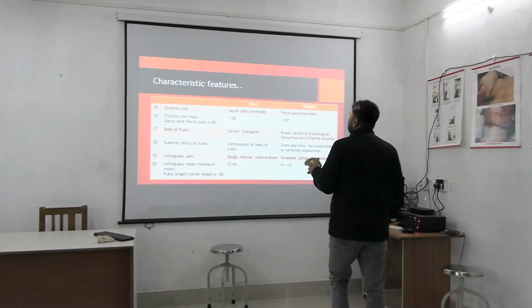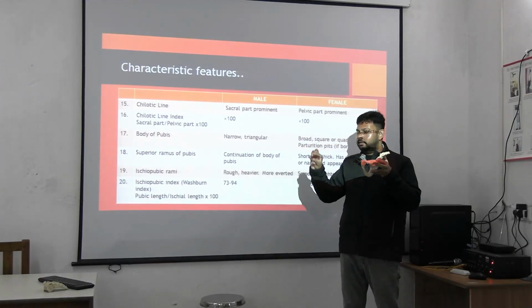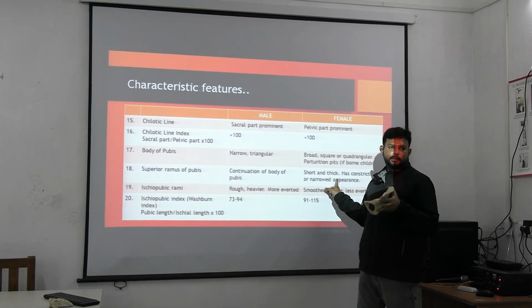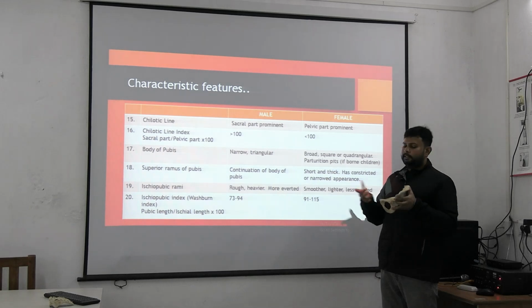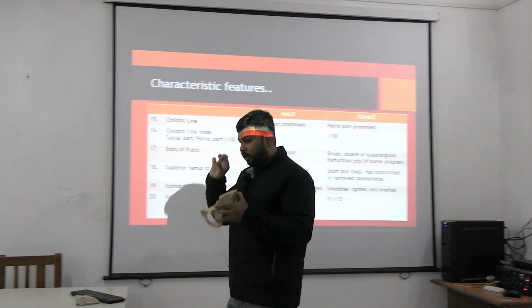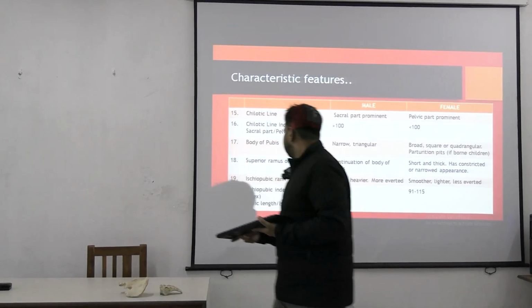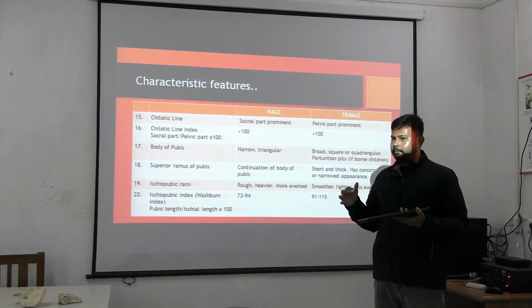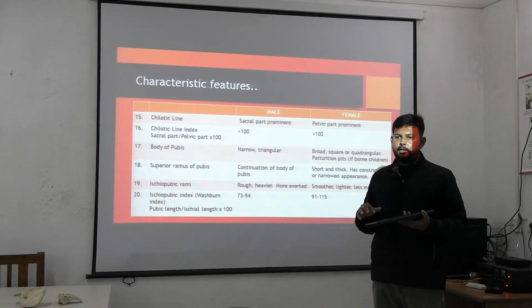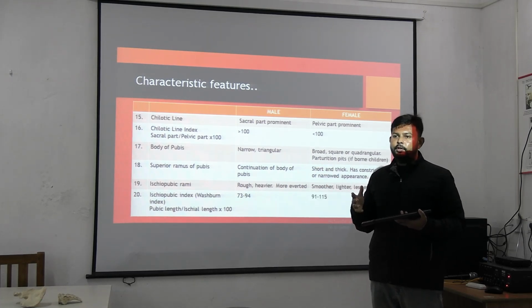So in males it is a continuation of the body of pubis, continuous. Here it becomes thin, narrowing is there. Has constricted or narrowed appearance. Short and thick, okay, but you cannot distinguish. Only narrowing is very important. If you cannot, if you don't get it, you should raise your hand and ask me again, okay? Because once this is over, it will be difficult for you to come back to this topic.